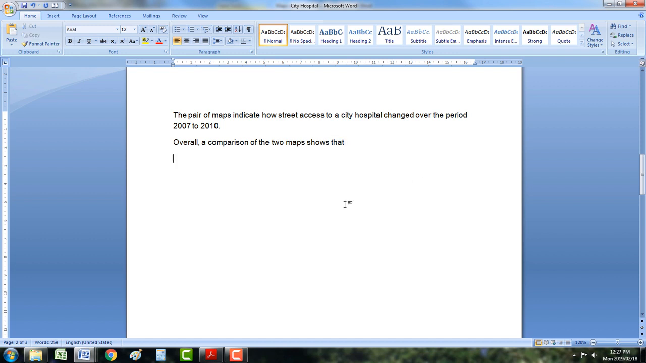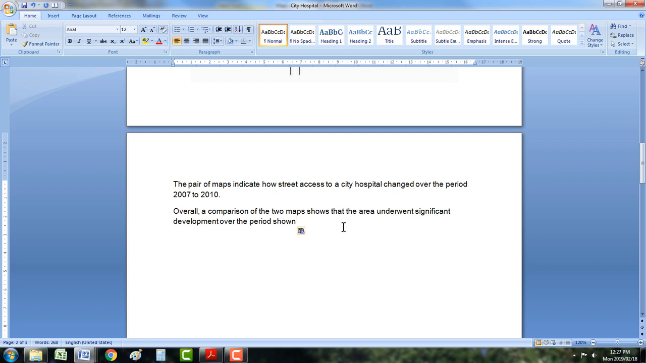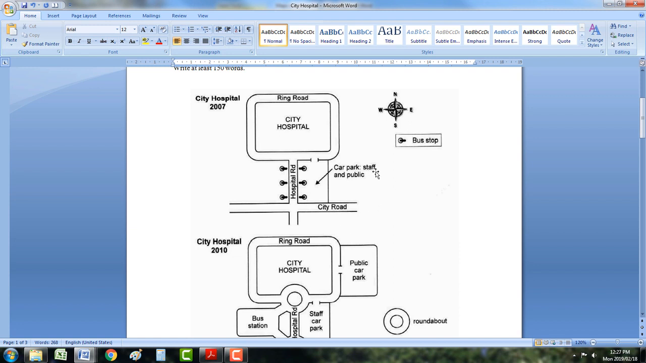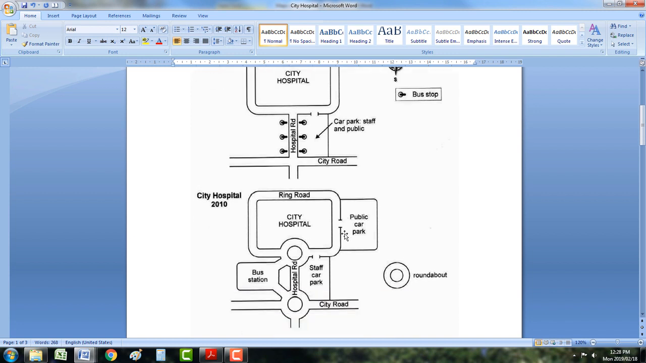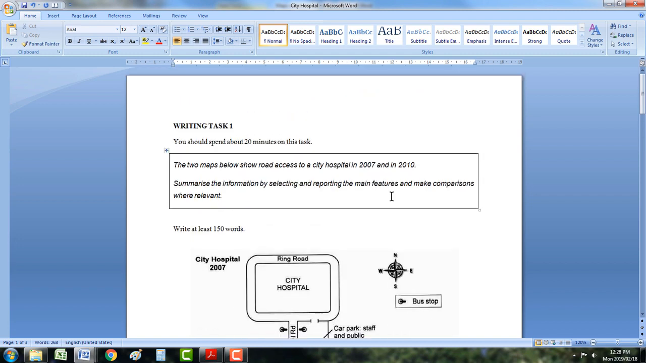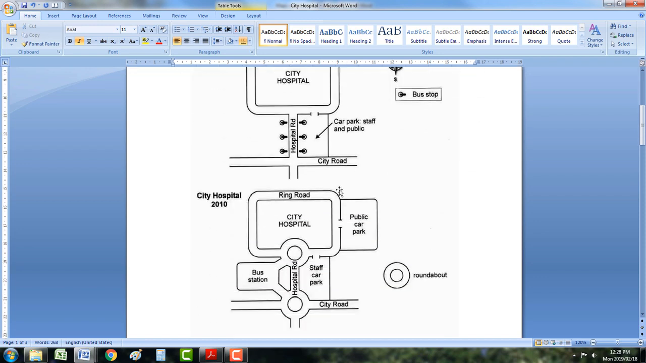And I'll just say something quite simple like, the area underwent significant development over the period shown. That's a nice word to use, underwent. But I can see, you've got to then study the maps and see what did they change. Was it more entertainment, or was it more education, or was it more shopping, or was it more security? No, they actually told you what this is all about. It was all about transport.